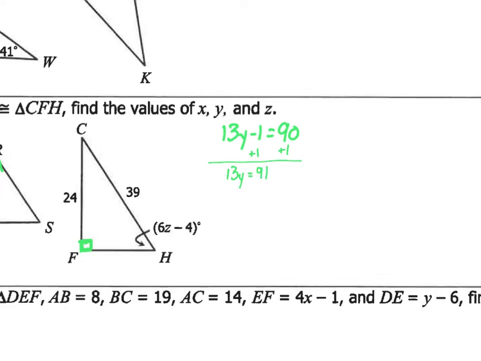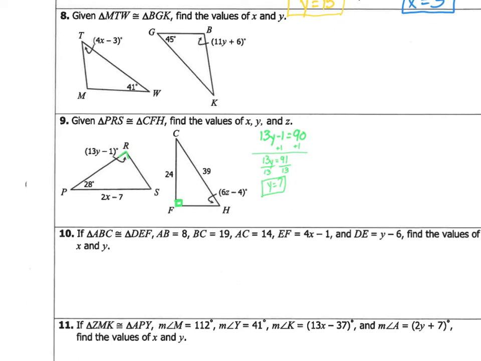I don't know that off the top of my head. 26, 52, 65, 78, 91. What'd you get? 7? Yeah. Okay, so we have y equals 7. So we know y. We can cross y off.